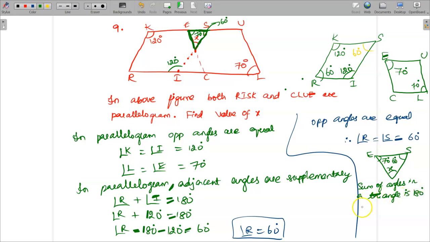is 180 degrees, therefore x plus 70 degrees plus 60 degrees. Okay, x plus 60 plus 70 is nothing but 180 degrees. So x plus 130 is equal to 180. So x is equal to 180 minus 130, okay, which is nothing but x is equal to 50 degrees. So this is the required answer. So this angle x is nothing but 50 degrees.